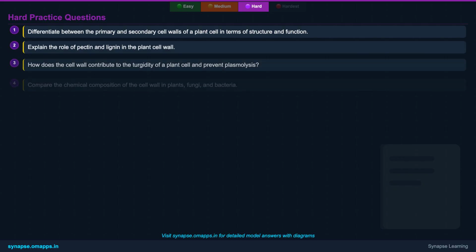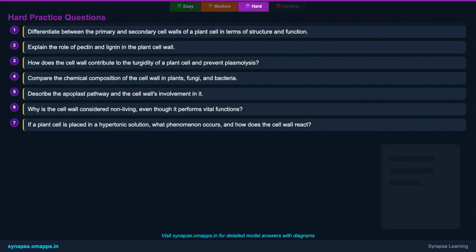Now, challenge yourself with these hard-level questions. 1. Differentiate between the primary and secondary cell walls in terms of structure and function. 2. Explain the role of pectin and lignin in the plant cell wall. 3. How does the cell wall contribute to the turgidity of a plant cell and prevent plasmolysis? 4. Compare the chemical composition of the cell wall in plants, fungi, and bacteria.